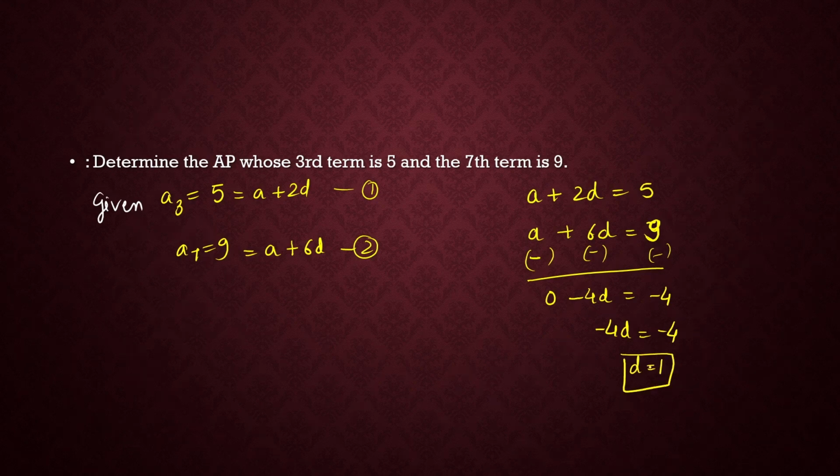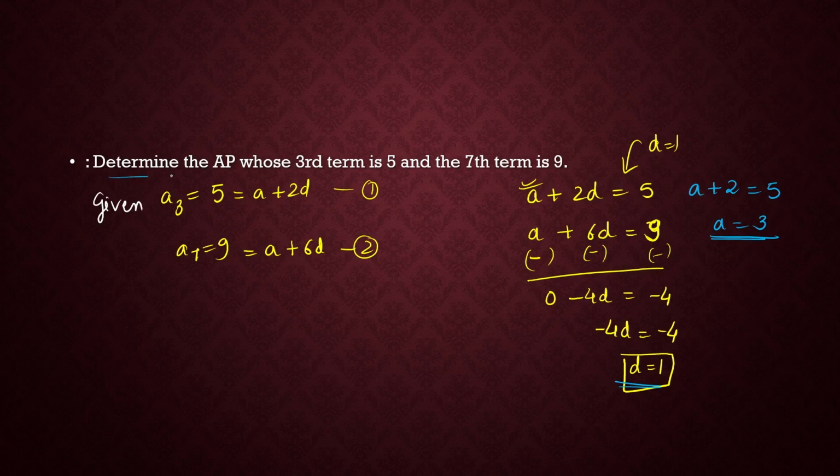Right? So using this, can you find the value of A? Yes. Just substitute the value of D is equal to 1 in any of these two equations. I'll be substituting in the first equation. When I substitute D is equal to 1, it becomes A plus 2 is equal to 5, so A is equal to 5 minus 2, that is 3. So now you got the value of the first term and also the common difference.